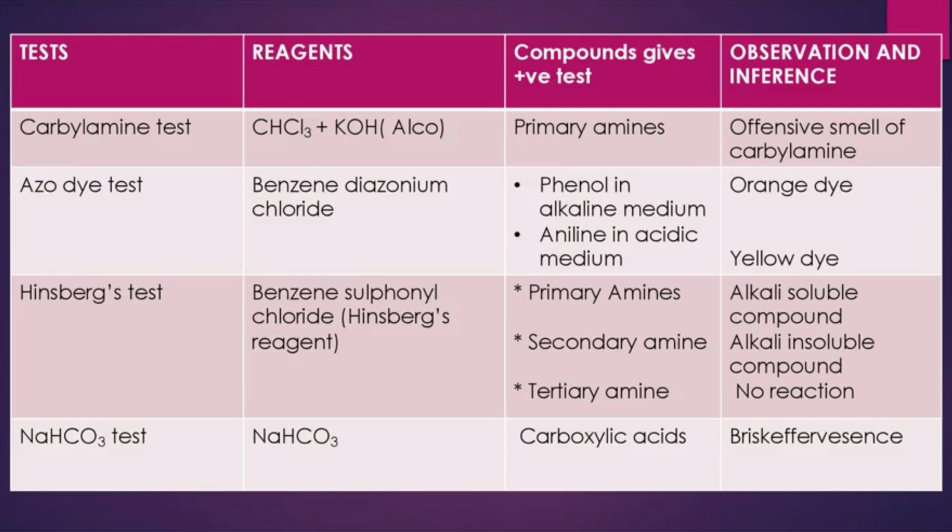The next one is the test for amines to distinguish primary, secondary, and tertiary amines. That is Hinsberg's test. Hinsberg's reagent is benzene sulfonyl chloride. When primary amines react with benzene sulfonyl chloride, we get an alkali soluble compound. Secondary amine will give an alkali insoluble compound, and tertiary amine does not react with benzene sulfonyl chloride.